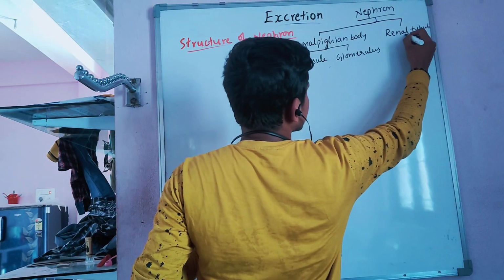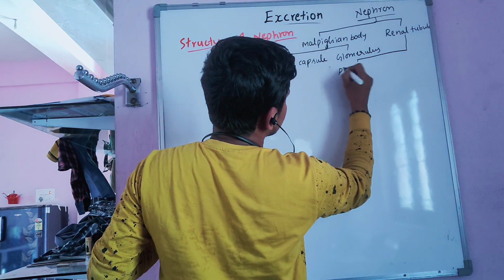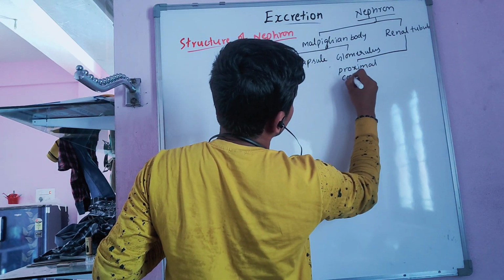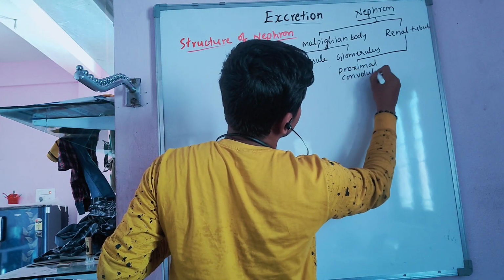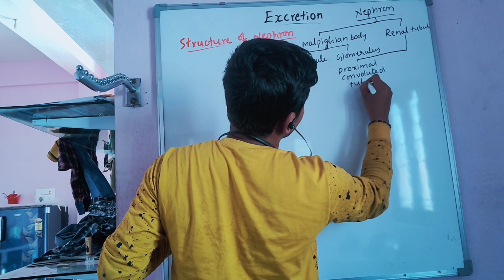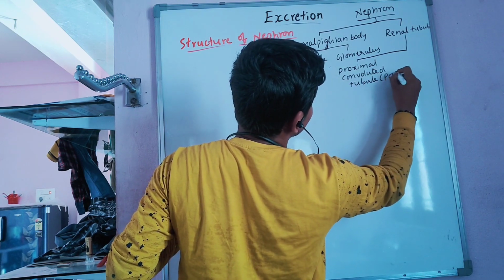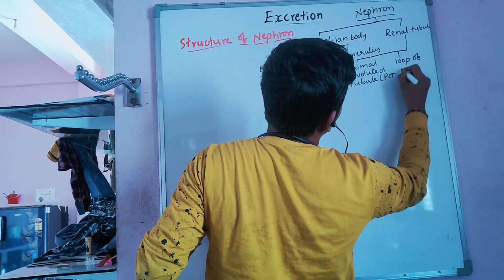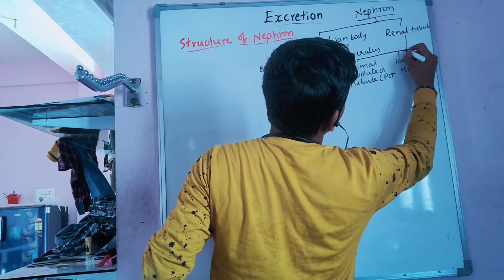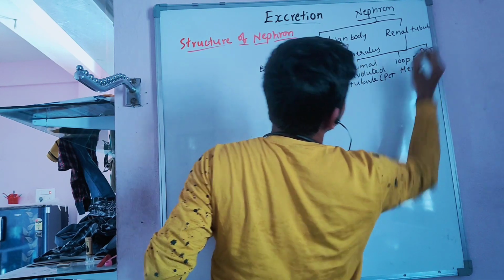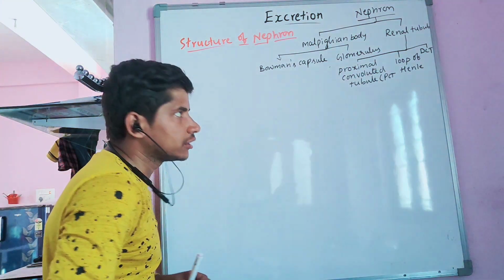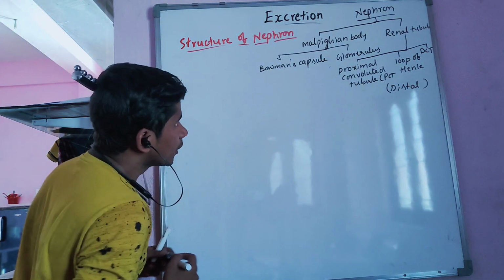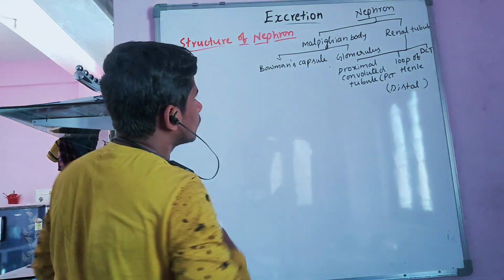The renal tubule is a tubular part. It consists of three parts. The PCT, called proximal convoluted tubule, simply PCT, and the loop of Henle, and the third part is DCT. D stands for distal convoluted tubule. Now let me draw the diagram, then you can come to know what these parts are.